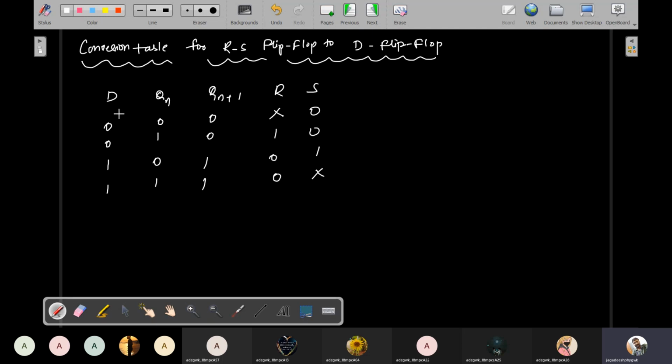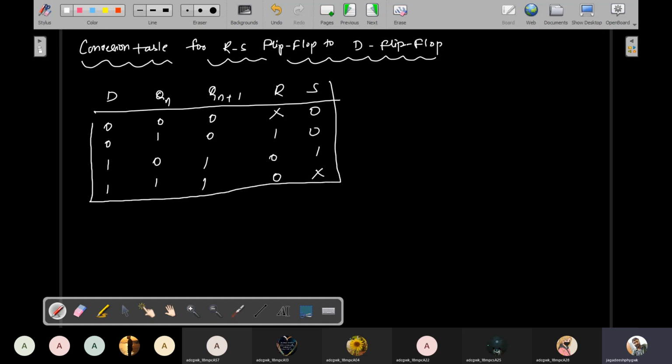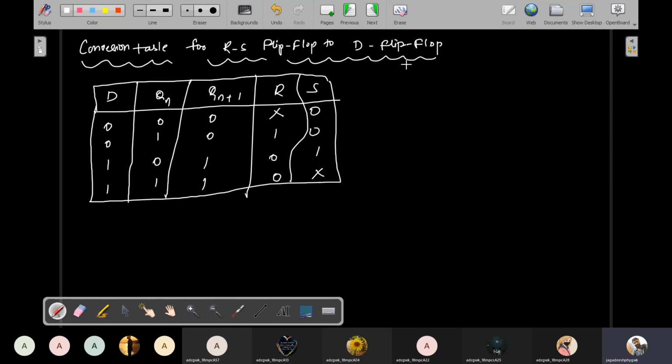So this is the conversion table, not the truth table, the conversion table of RS flip-flop to D flip-flop. Understand? Right now I want to express the outputs R and S in terms of the inputs by using K maps. So by using K maps, what is the R value?